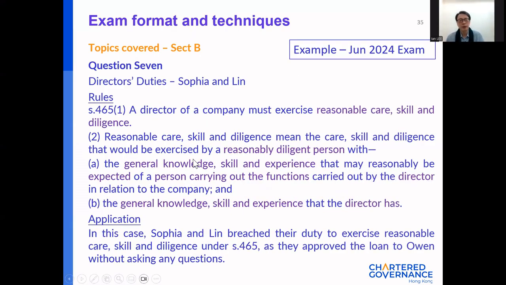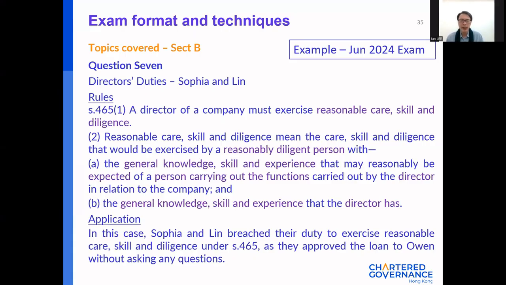Okay, so what about Sophia and Lynn? Did they breach any of their duties as directors of the company? For this particular situation, I think we can refer to section 465 of the Companies Ordinance. A director of a company must exercise reasonable care, skill, and diligence. So that's the duty. What does it mean by reasonable care, skill, and diligence? It means the care, skill, and diligence that would be exercised by a reasonably diligent person, first, with the general knowledge, skill, and experience that may reasonably be expected of a person carrying out the functions carried out by the director in relation to the company.